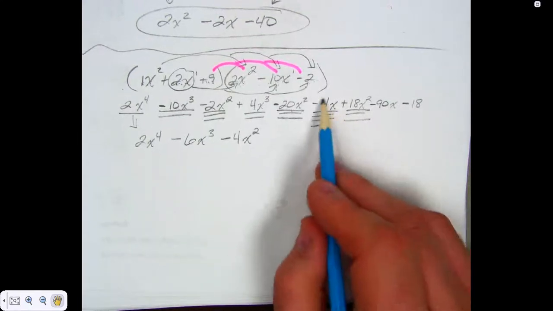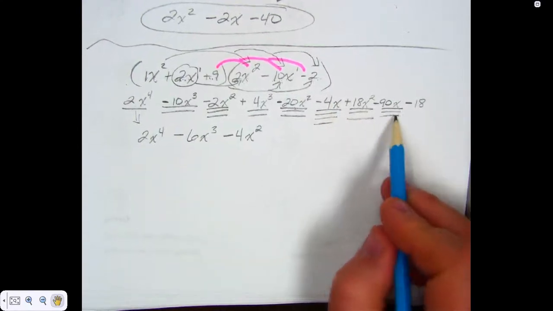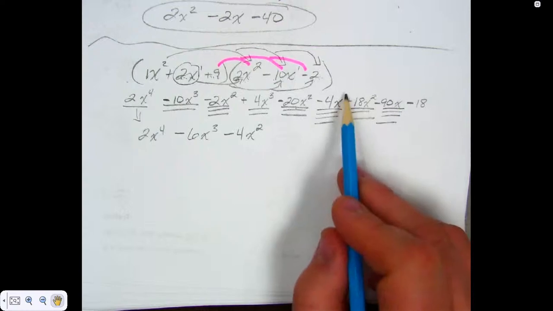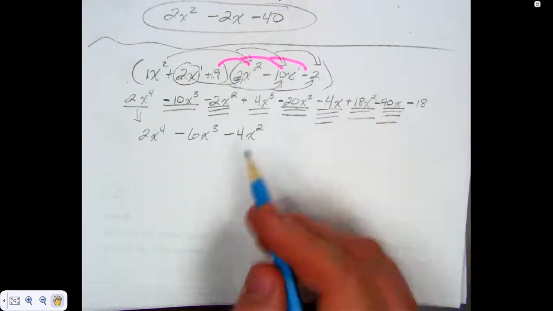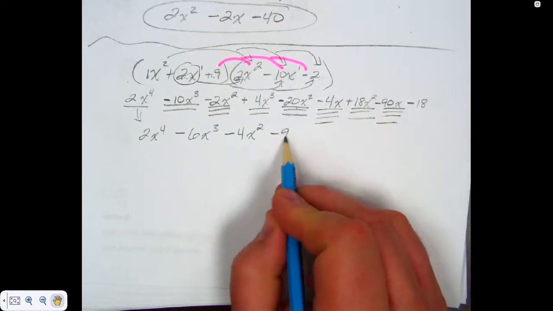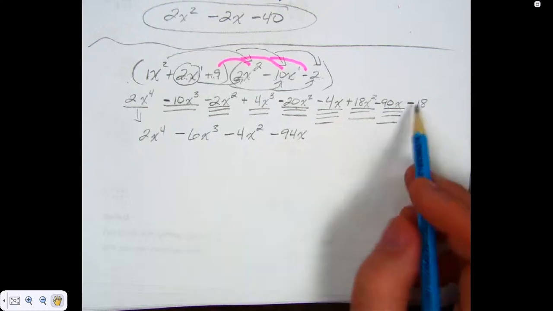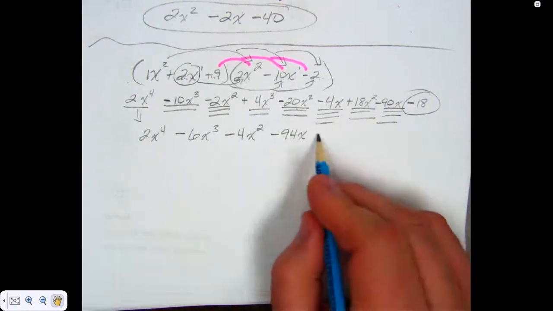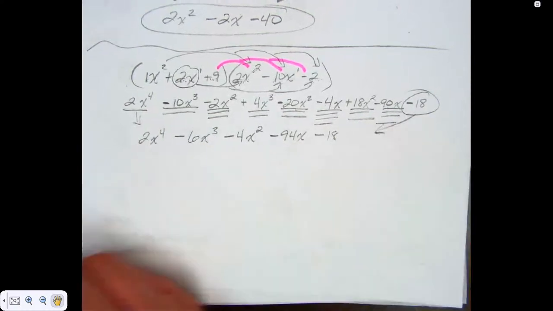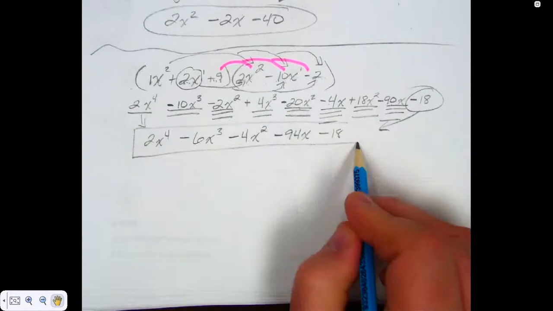There is an x term. Is there an x term there? Yep. So I've got negative 4x and negative 90x. What do I have? Are there any constants? So that just got brought down. Now you're done.